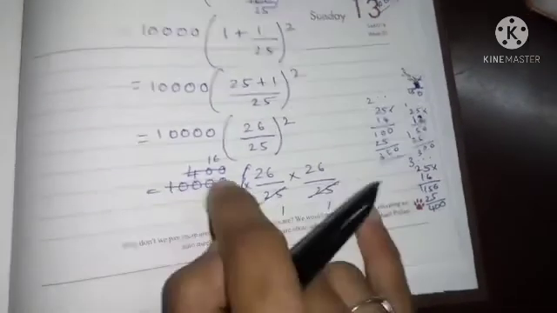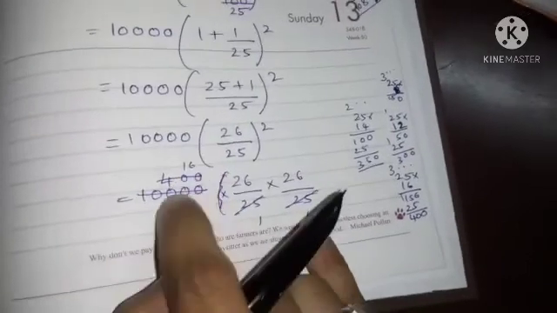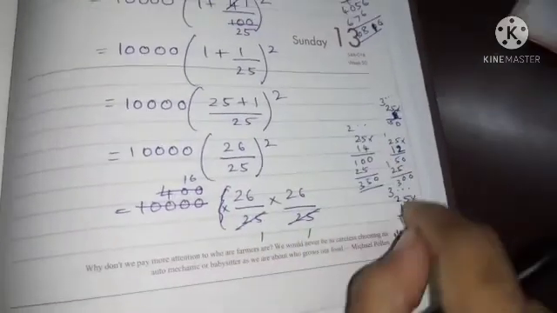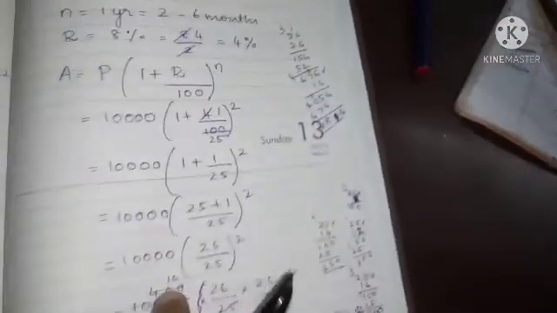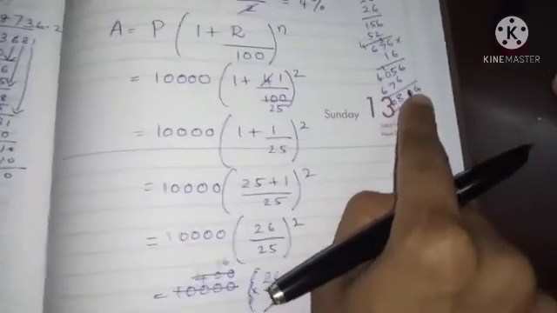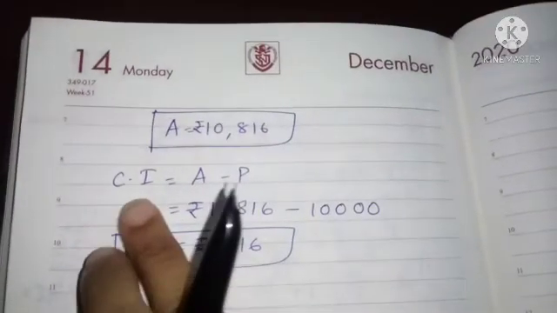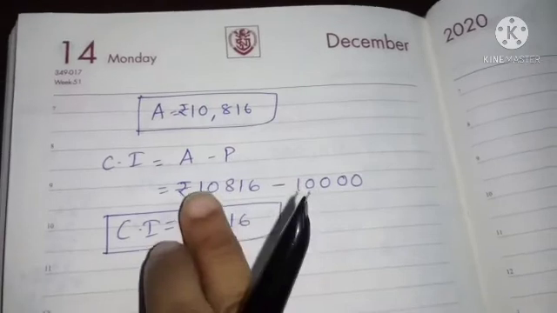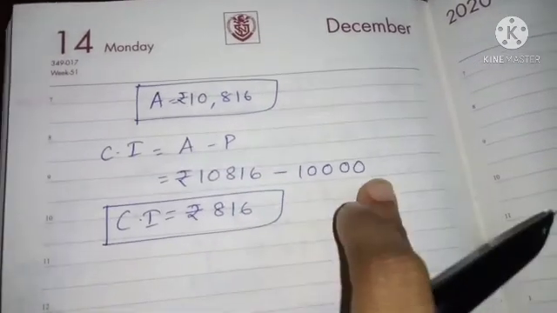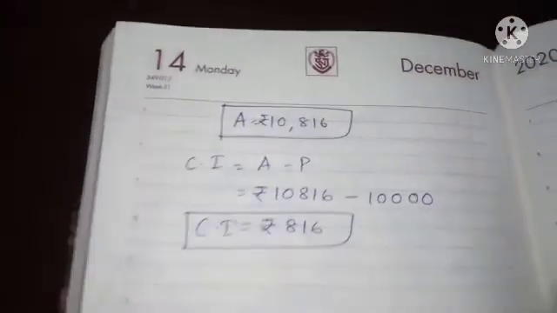Cancelling. 25 1s are 25, 4s are 400s are. Then 25 1s are 25, 16s are. If you multiply it and see, you can see this. Okay. Then 26 into 26 I have multiplied here. Then into 16 I got 10,816. So the amount is what we got? 10,816 rupees. Then compound interest is amount minus principal. 10,816 minus 10,000. So the compound interest which you are getting is 816 rupees.